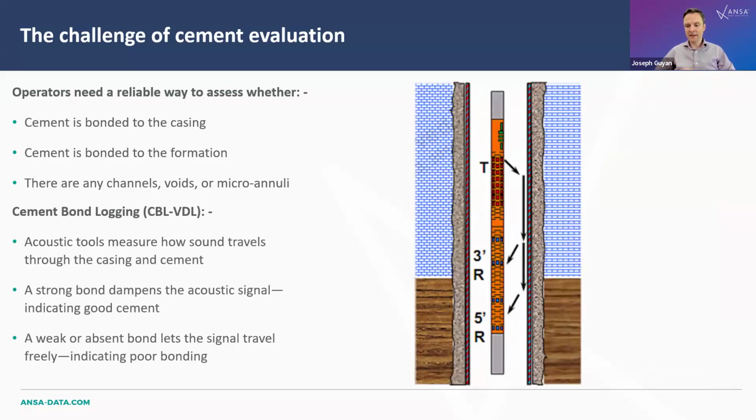So very quickly, this technology works by measuring how the acoustic waves travel through the casing, and specifically the amplitude of the signal traveling down the casing, which can give you information about the cement to casing bond. So that's your first bond there, between the metal and the cement.